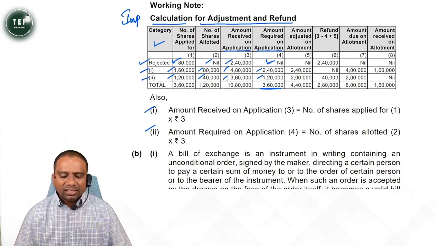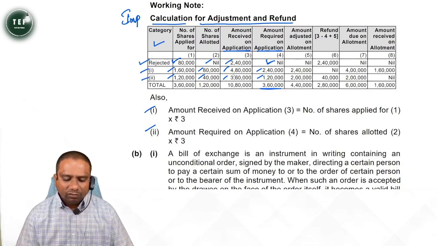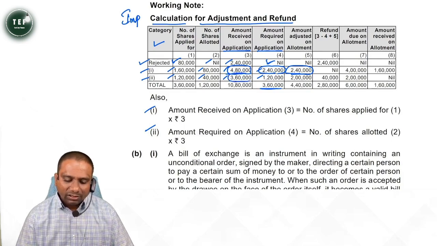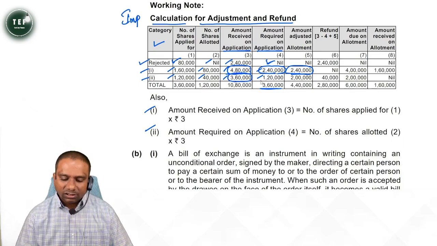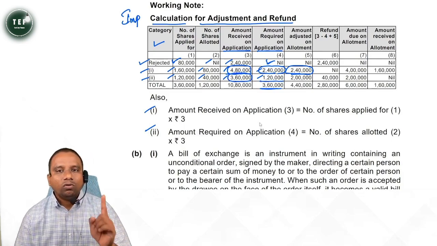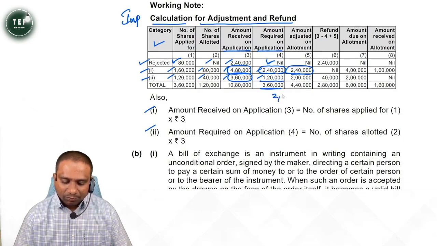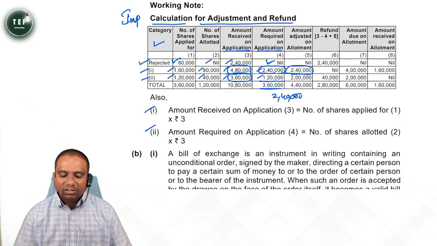See, how much excess amount we have? For first category, we have 4,80,000 minus 2,40,000. 2,40,000 we are adjusting for allotment. Next category, we have 3,60,000 we received, whereas sent to capital account 1,20,000. Excess money we have, 2,40,000.